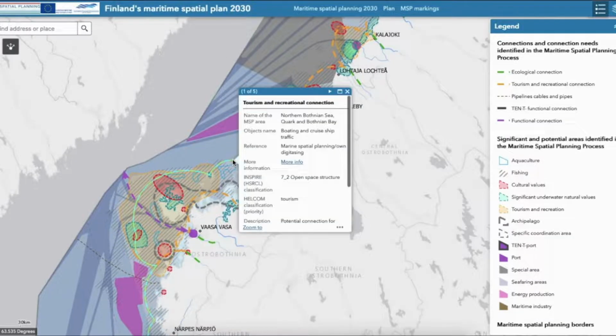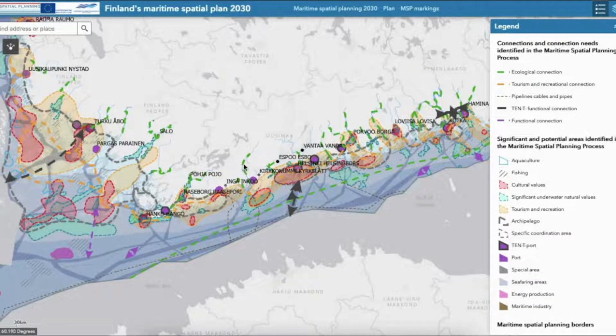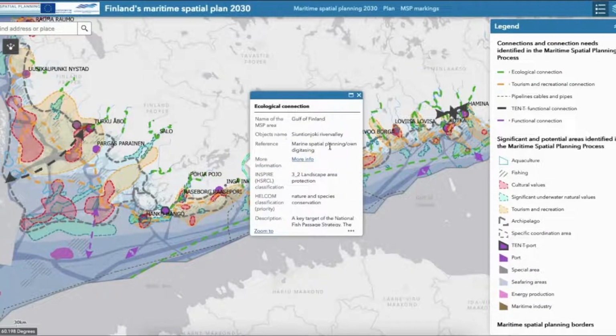The challenge with MSP is in choosing the best place for a given activity, or even better, finding connections between different uses, as in the case of Finland's plan, which shows connections between functional, ecological and recreational activities.